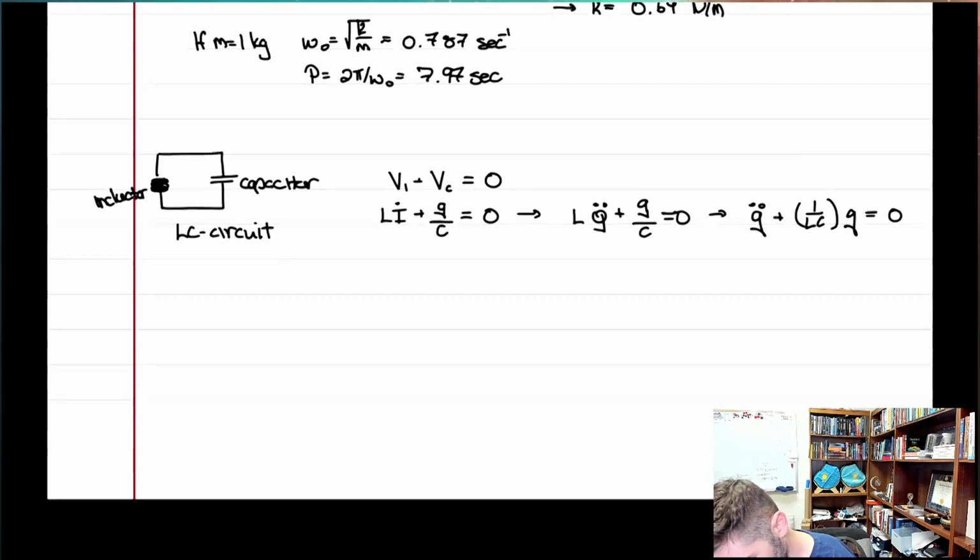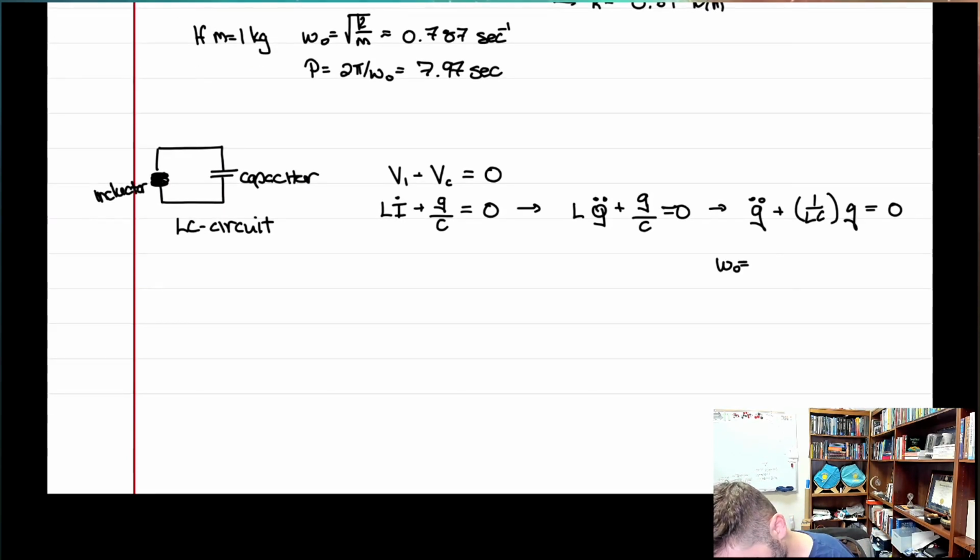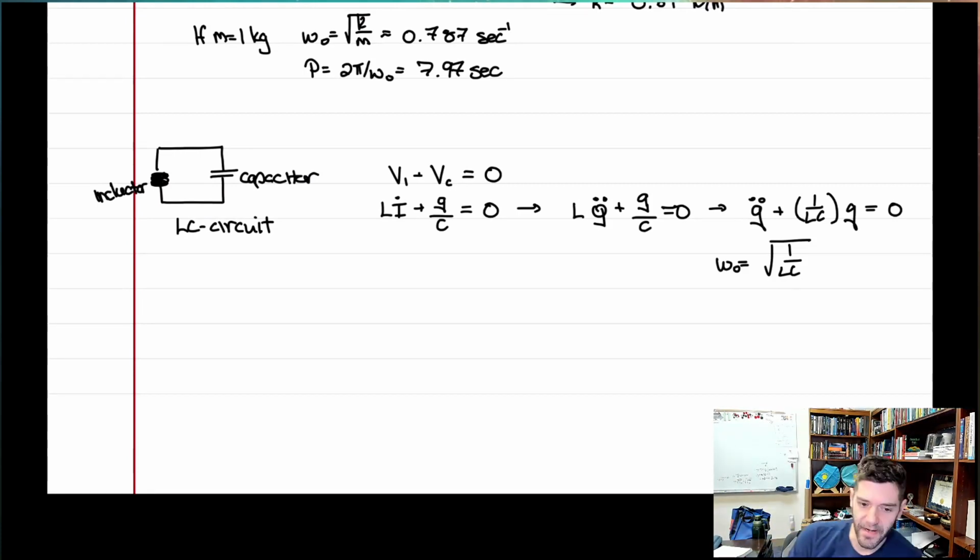How long does it take? Well, again, you have your omega naught. Looks like now it's the square root of 1 over LC. The period is 2 pi divided by omega naught. If you had the inductance and the capacitance, you could figure out the period of this oscillatory motion.